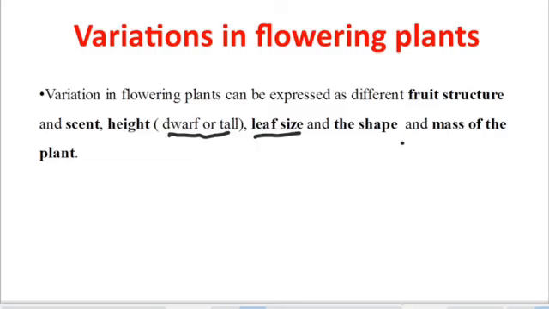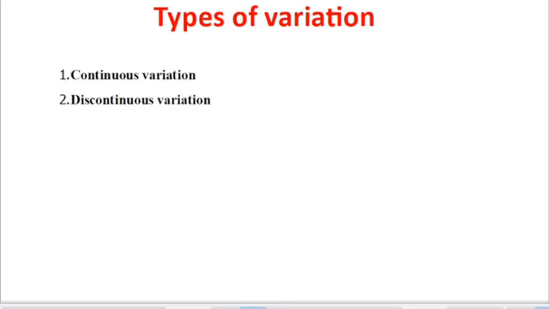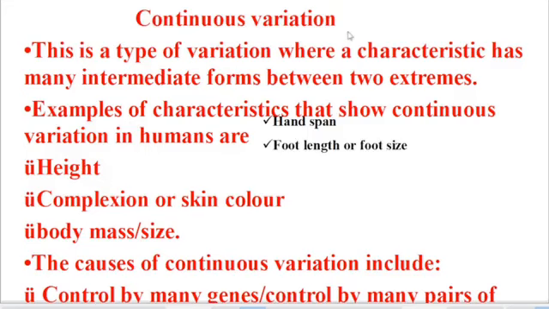Having looked at variation in flowering plants, let us now look at the types of variation. We have two types of variation: continuous variation and discontinuous variation. Upon knowing these two types of variation, you must know what each type of variation explains. We are going to start with continuous variation.